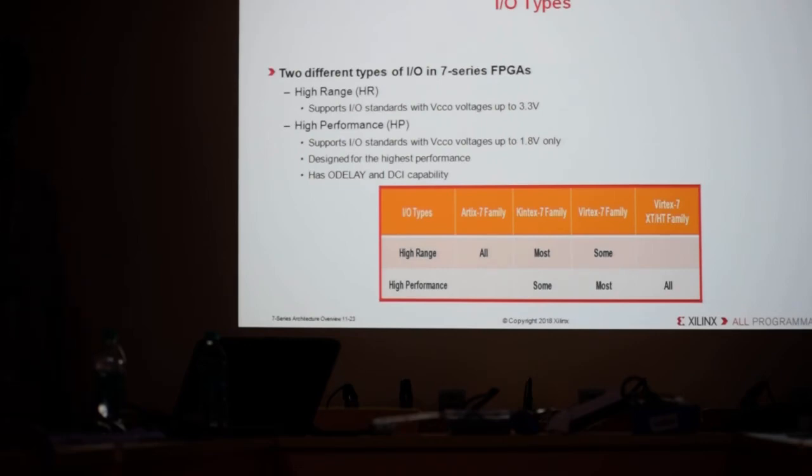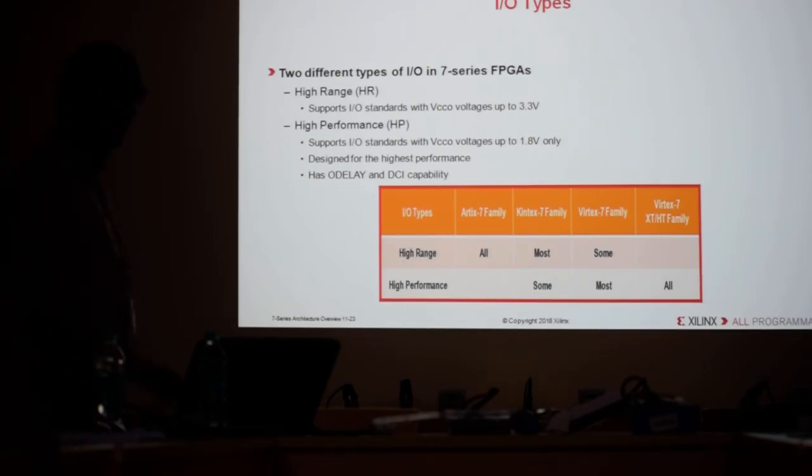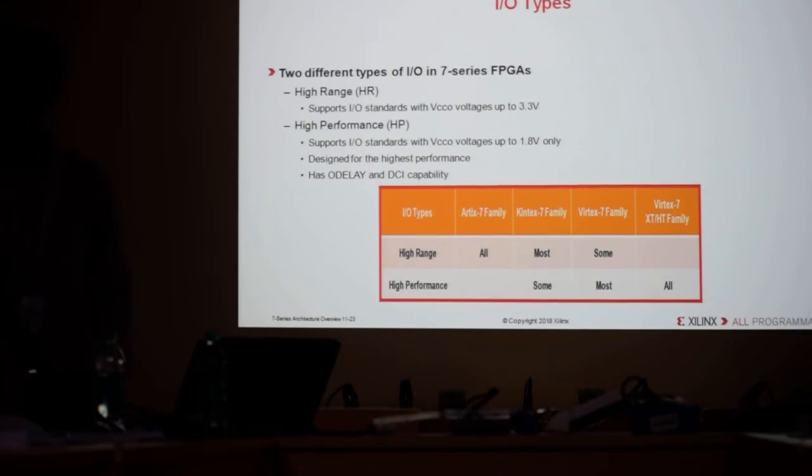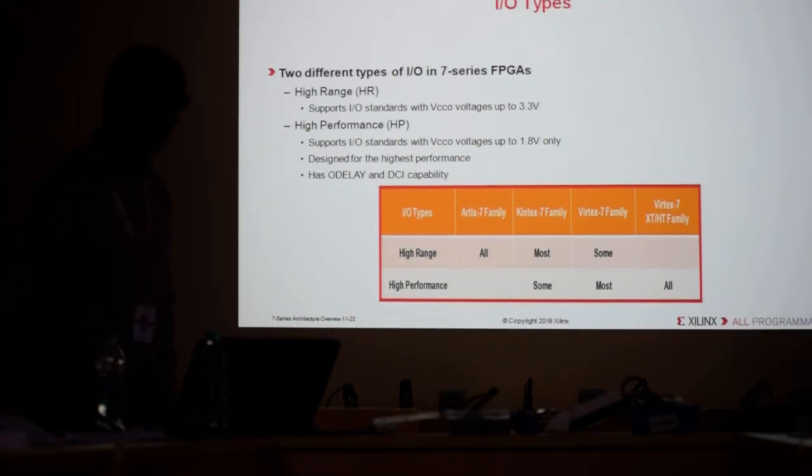High range means you can normally get a low cost board. Artix will have this kind of thing. All boards will have high range, or mostly some of them will. But high performance boards you can see only in Kintex and Virtex. High performance you can have high speed data transmission or transceiver slots to perform. The performance level is more.